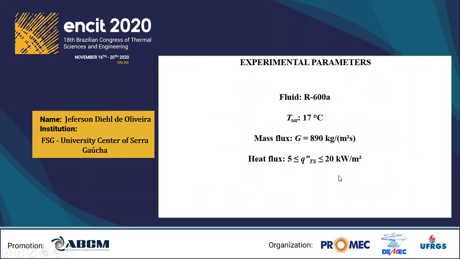Well, experimental parameters. In this case, we used isobutane, considering a saturation temperature of 70 Celsius degrees, a fixed mass flux of 890 kilograms per square meter second, and a heat flux ranging from 5 to 20 kilowatts per square meter.